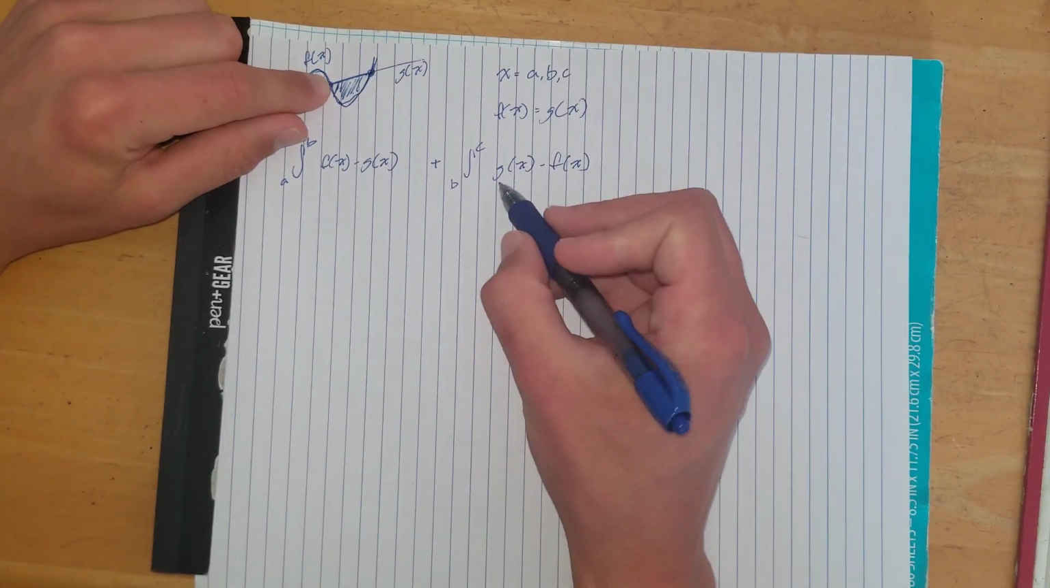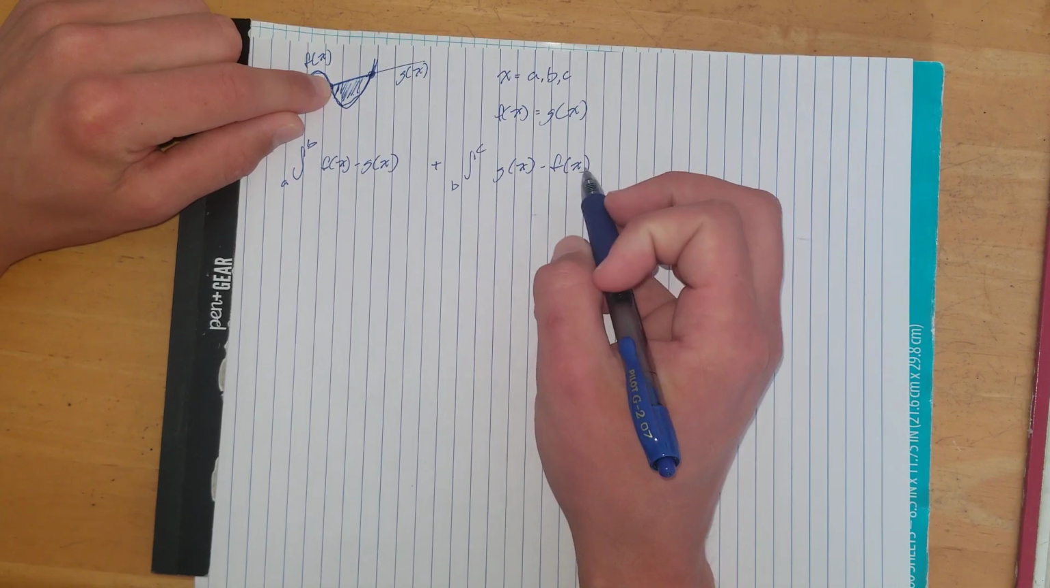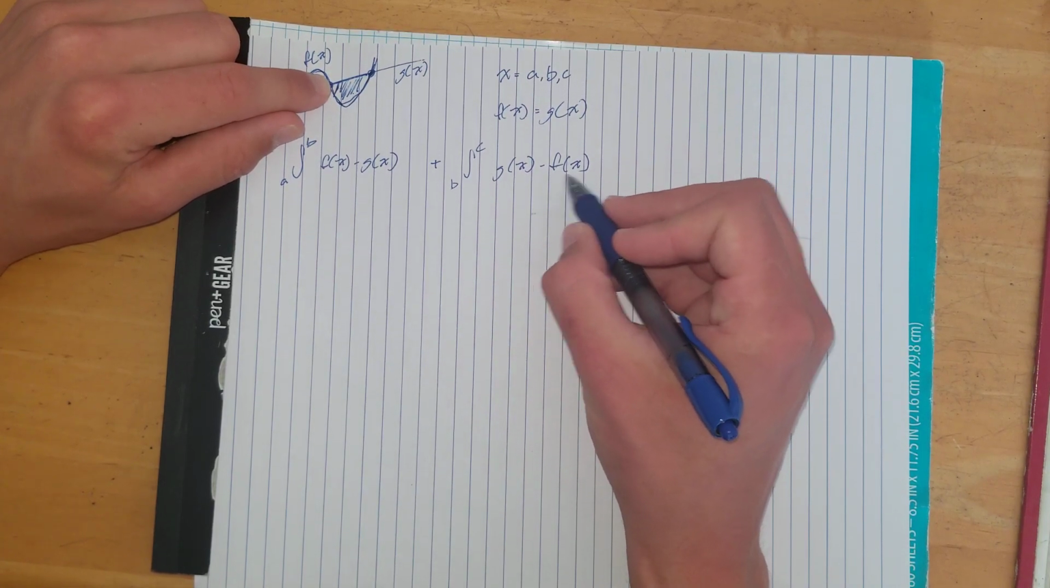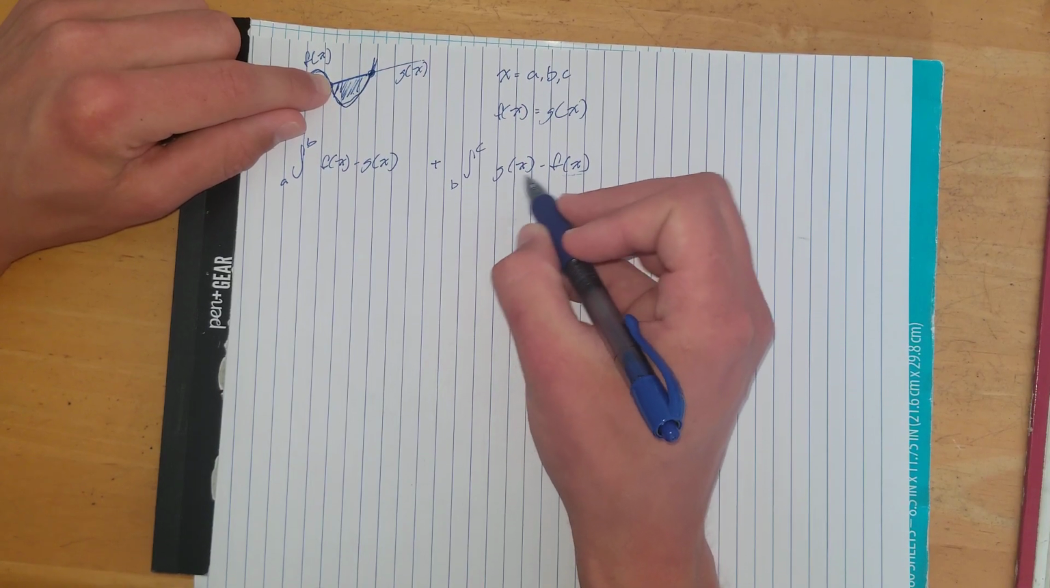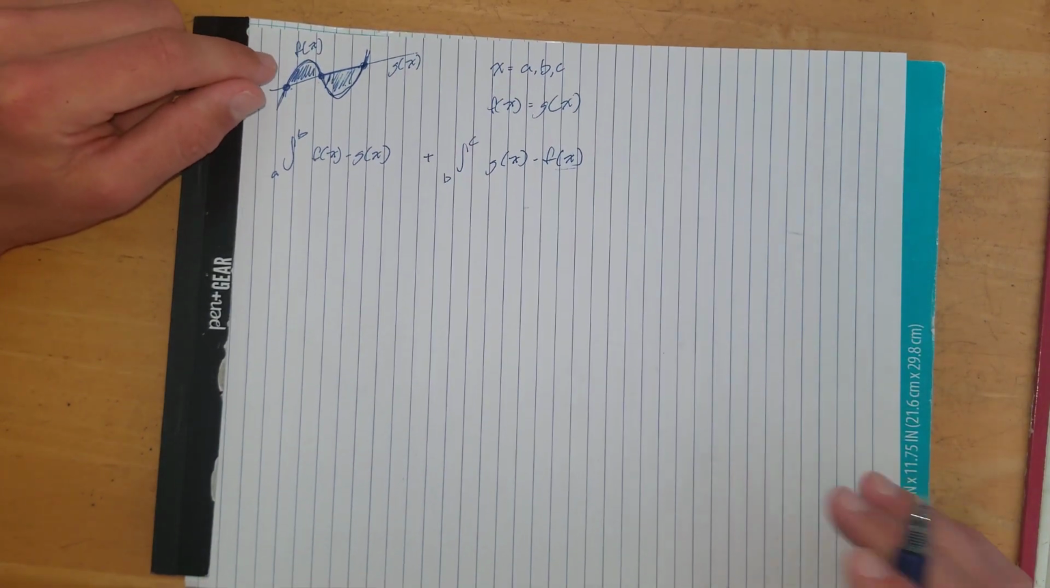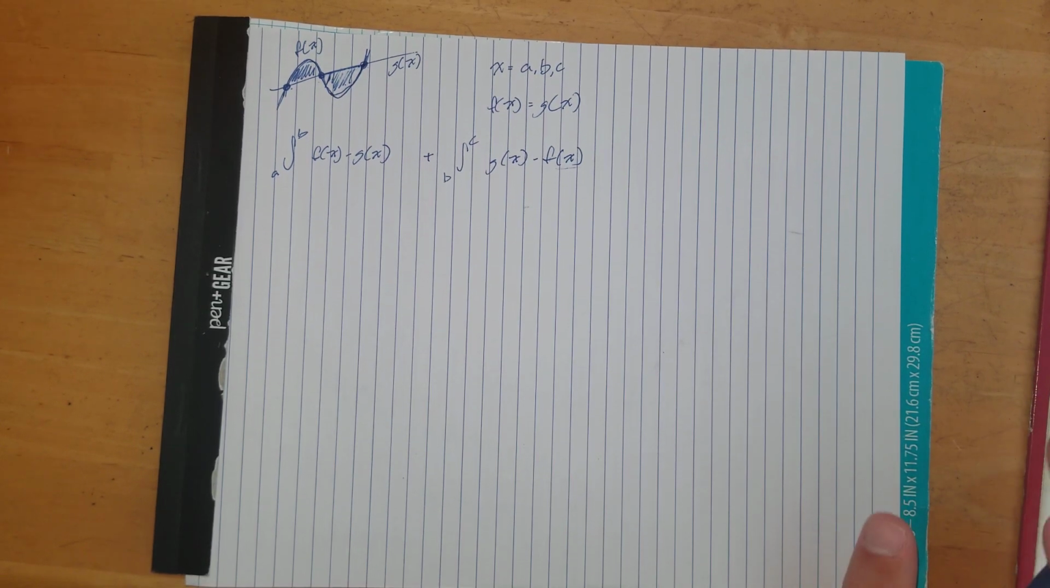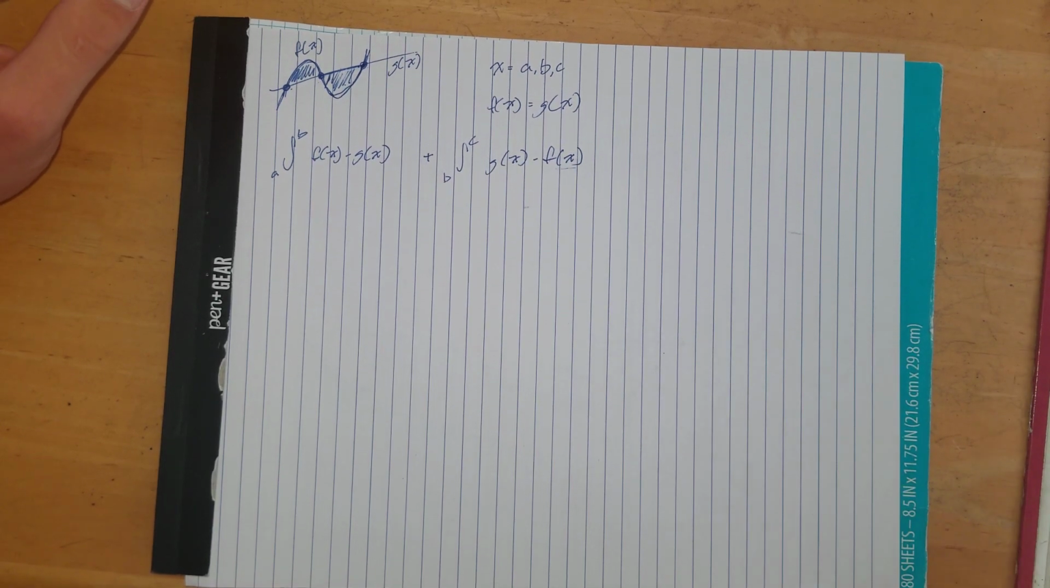So we always are subtracting the lower boundary from the upper boundary. We always have to start off with the upper boundary. So just be careful of that while you're doing problems like that.